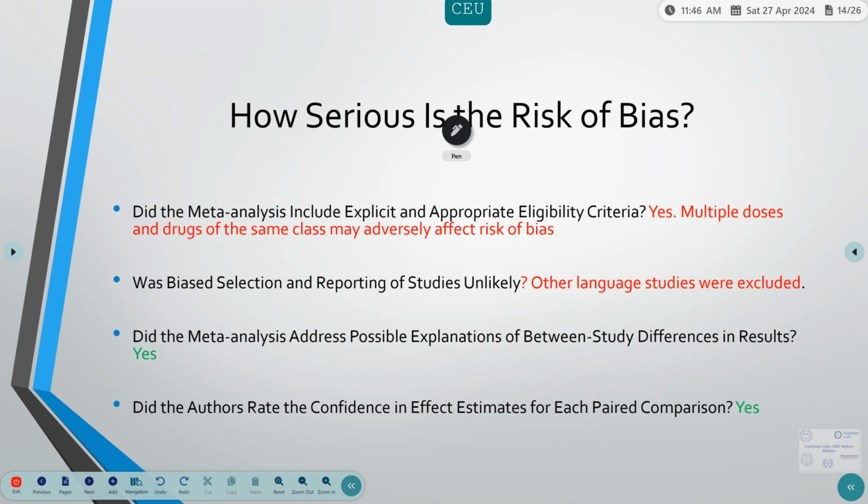So summarizing our evaluation of the risk of bias for this study, the main problems with the study were that multiple doses and drugs of the same class were used, which may adversely affect the risk of bias. Other language studies were excluded, which can also cause selection bias. But otherwise, there were not many study differences in the trials between the results, and they rated the confidence in effect estimates for all the paired comparisons.